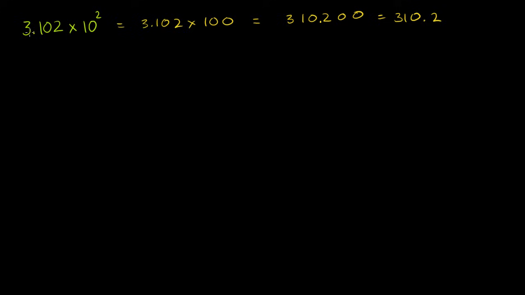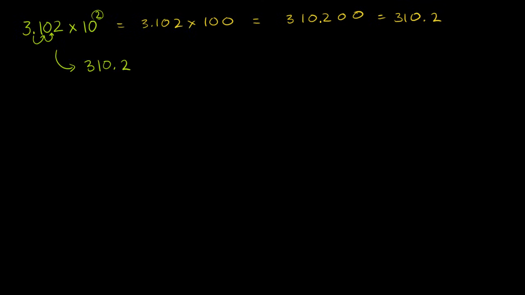Now, a faster way to do this is just to say, well, look, right now I have only the 3 in front of the decimal point. When I take something times 10 to the second power, I'm essentially shifting the decimal point 2 to the right. So 3.102 times 10 to the second power is the same thing as 310.2. Every time you multiply it by 10, you shift the decimal to the right by 1.